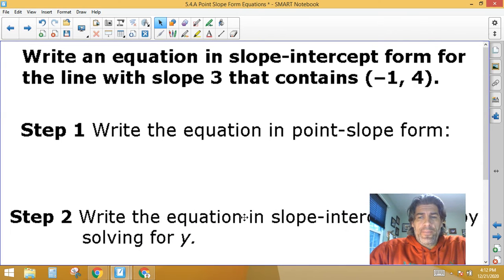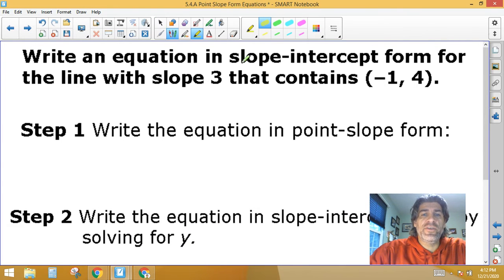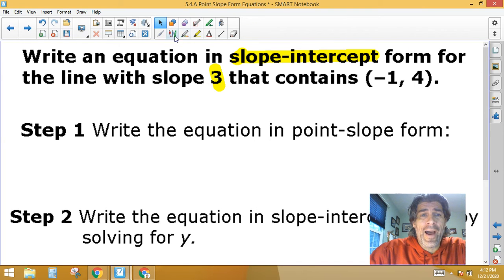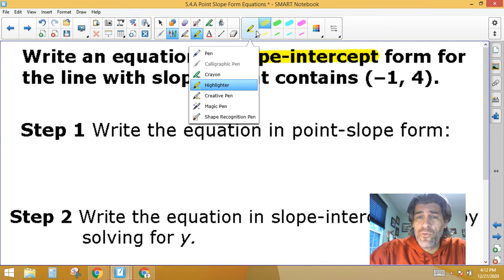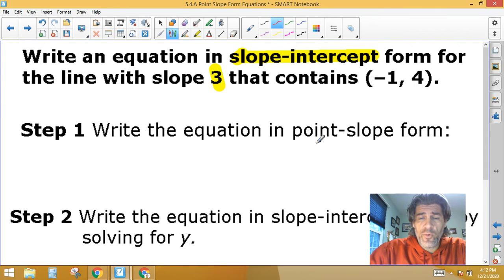Let's take it another step. Write an equation in slope-intercept form for a line with a slope of 3 and contains that point. So if I want to put it in slope-intercept form, but I'm given a point and a slope, I'm going to want to do point-slope form. All right, write the equation in point-slope form first. That's what I'm going to do. So go ahead. What's the equation in point-slope form?